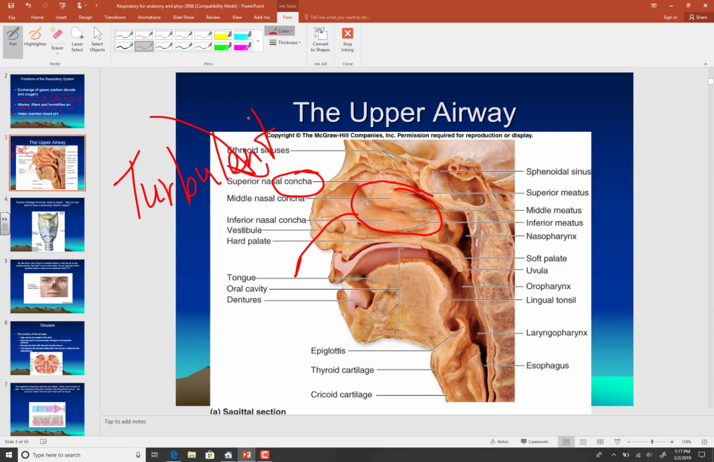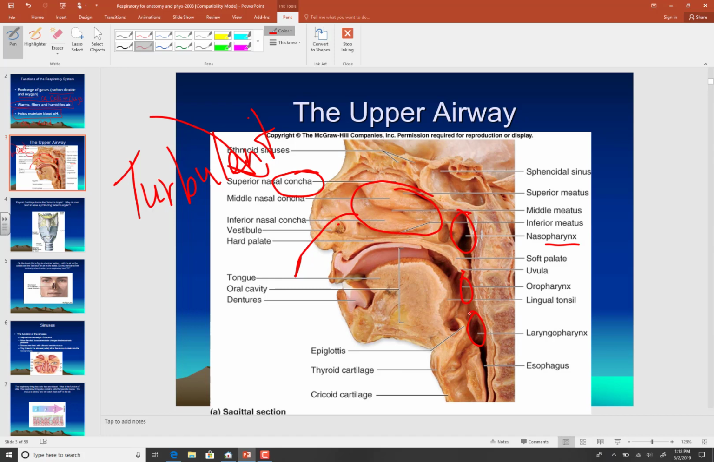So here you have the nasal pharynx. Pharynx is throat. So the pharynx is divided into three parts: the nasal pharynx, then the oral pharynx, oral mouth, and then the laryngeal pharynx. So those are the three parts of the back of your throat.